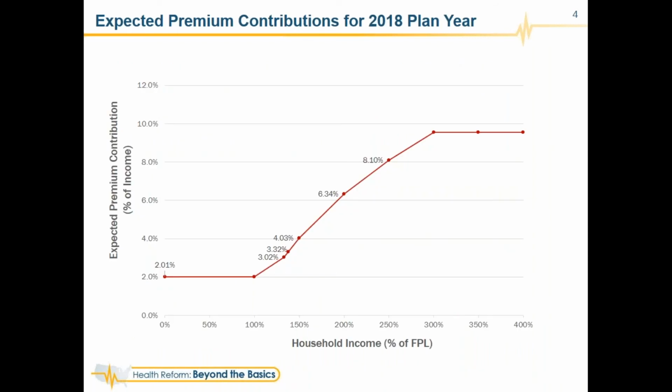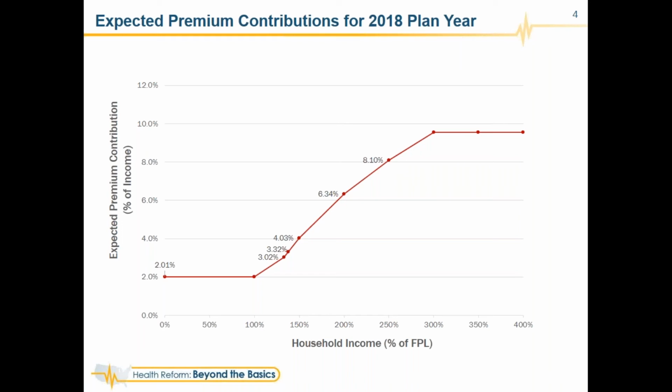And you saw this in the webinar on Tuesday, but here is what the expected premium contributions look like for 2018. You can see at the lowest income levels, people would pay 2.01% of income, and it goes up pretty sharply to people at 300%, who would pay 9.56% of their income toward premiums. And so you can see, if you're looking at this, how important it is to get that FPL pretty accurate.